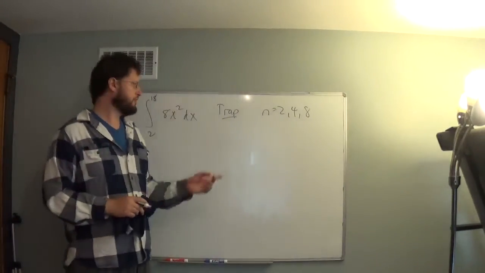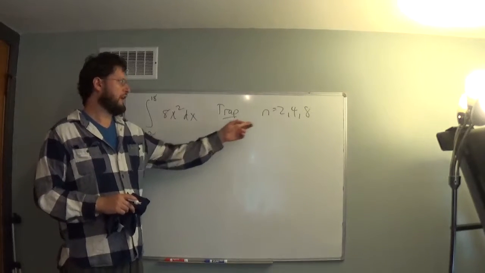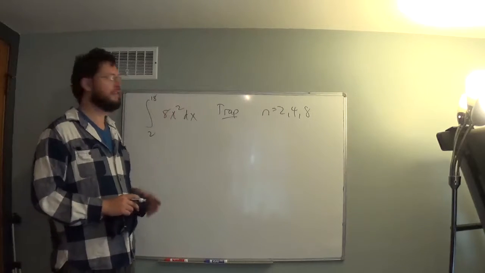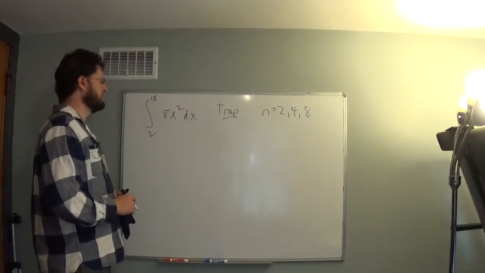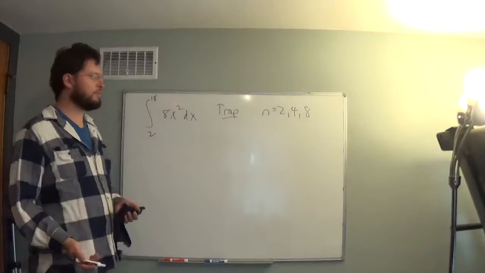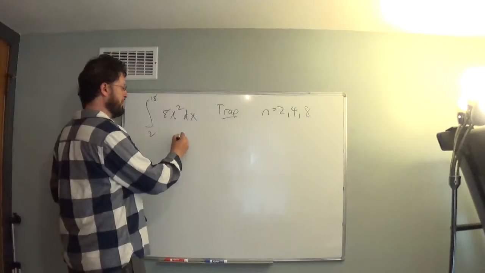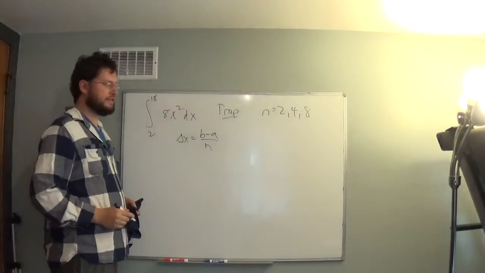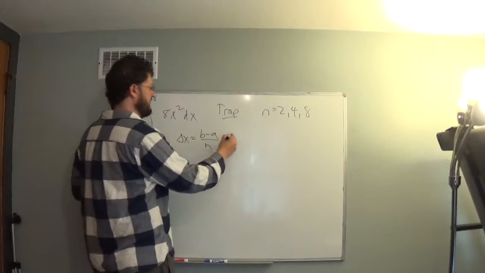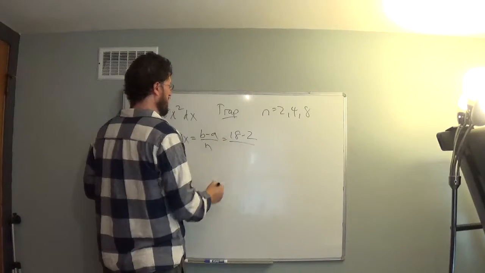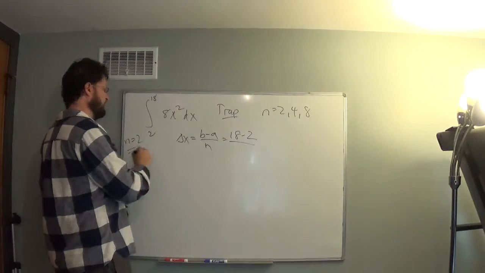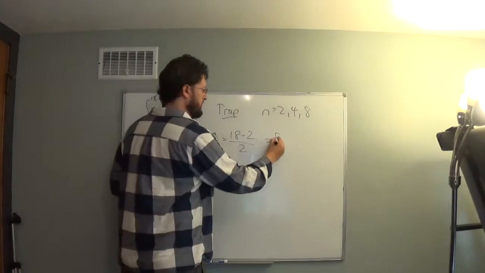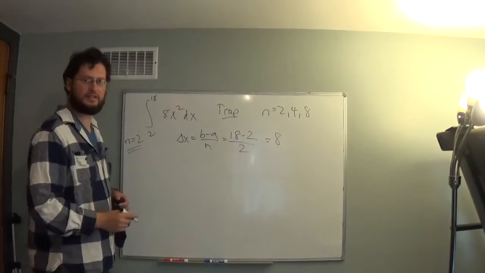Okay, so let's use the trapezoid rule using n equal 2, 4, and 8 to estimate this definite integral. Our first steps are the same as when we were using the midpoint formula. The first step will be to find delta x, which will always be b minus a over n. In this case, that's 18 minus 2, and we'll start with n equal 2. So 18 minus 2 over 2 is 16 over 2, which is 8. So delta x is 8.